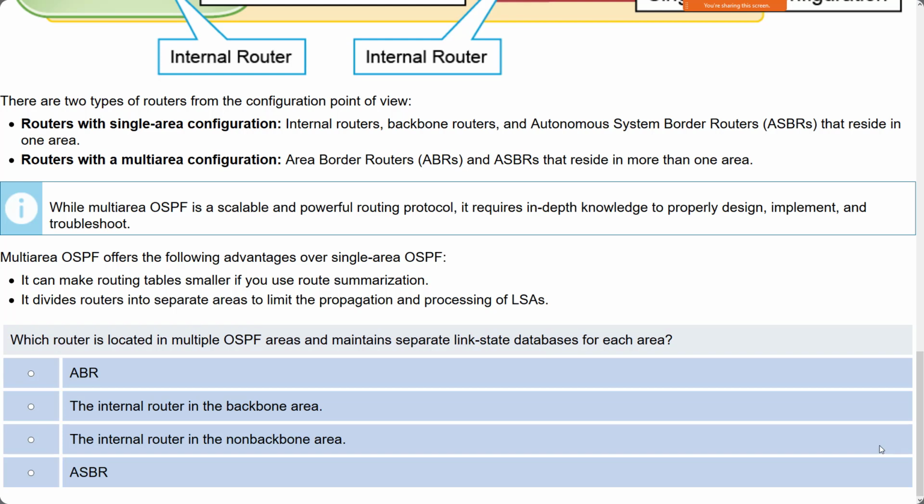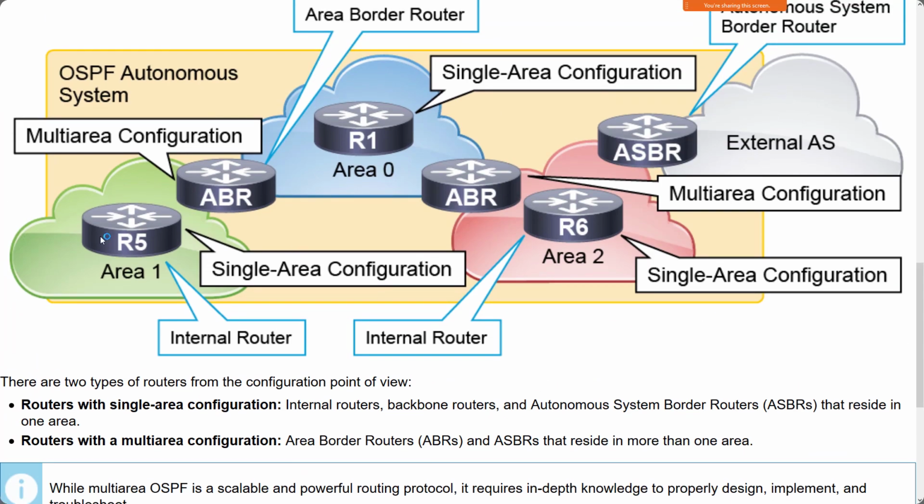Again, that doesn't happen automatically. If I'm not doing summarization on my ABRs, whatever Type 1 LSAs exist in one area are going to get created as Type 3 LSAs in all of the other areas automatically. The other benefit is if I am doing summarization. If we go back to the diagram here, let's say Area 1 has 1,000 different Type 1 LSAs, and I've summarized those 1,000 contiguous address blocks into one LSA, a Type 3 that goes into Area 0.